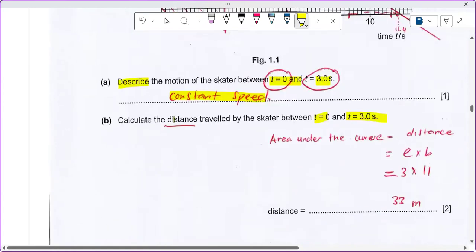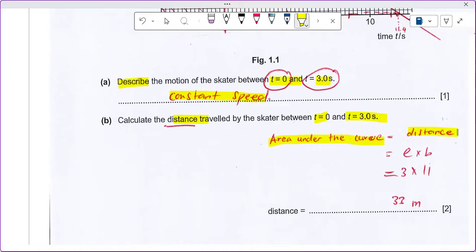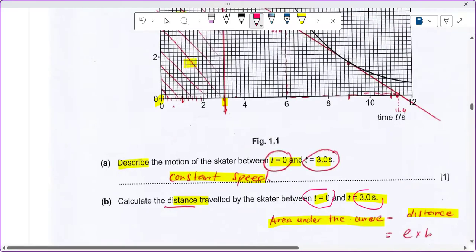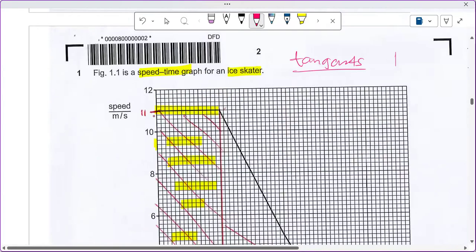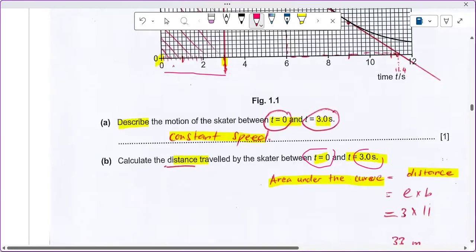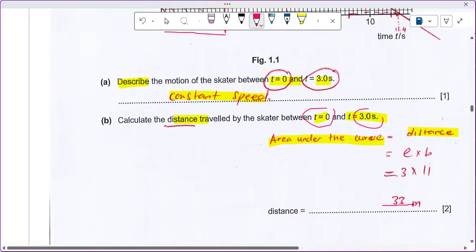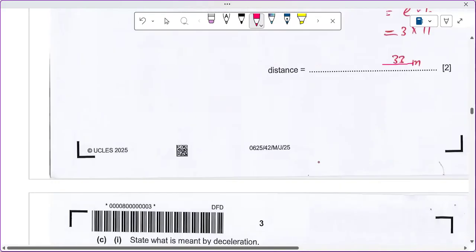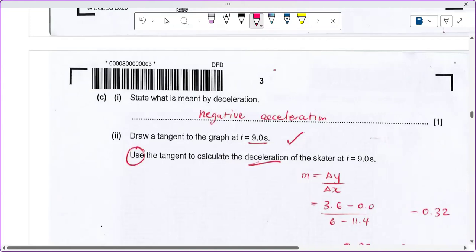Then again, they said calculate the distance traveled, and I know it's a speed time graph. The first statement I need to write is the area under the curve equals the distance. And they were specific here because I was told between T0 and T3, which means it's between these two intervals, which gives me a right angle triangle, which means the one side is 3 and the one side stops here at 11. So that will be 3 times 11, which will give us 33 meters. So very important to know that.